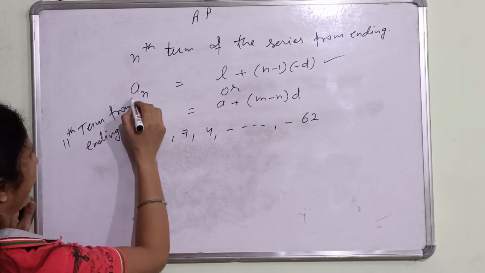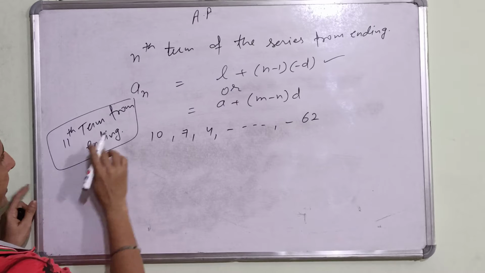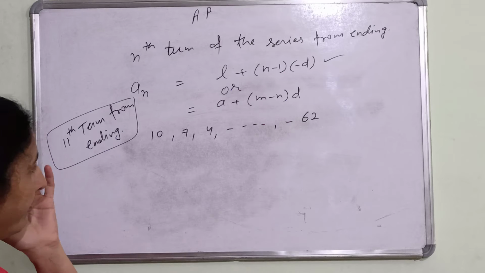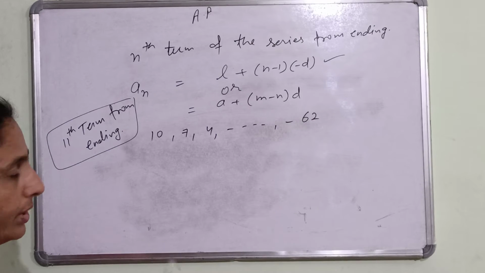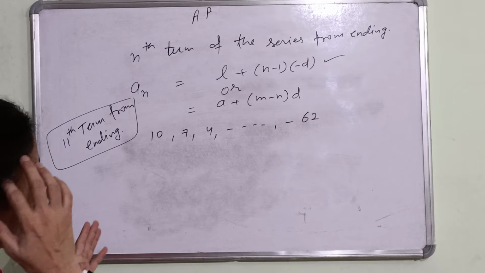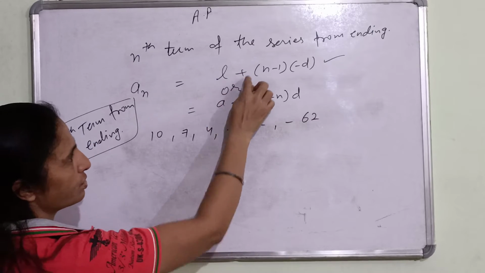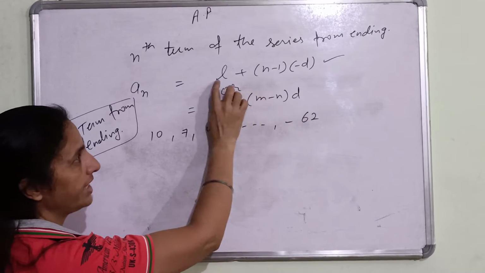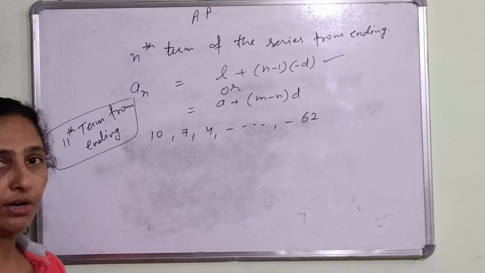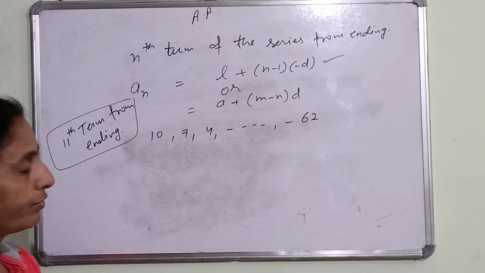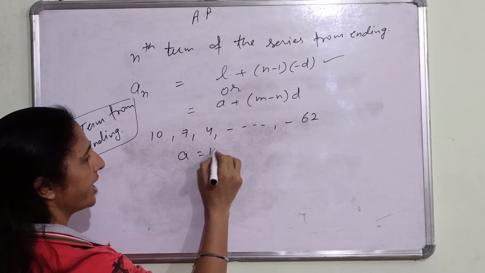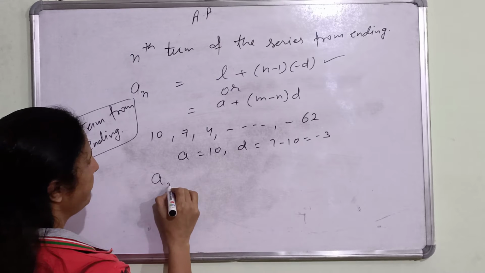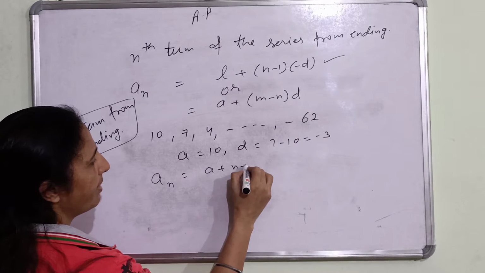So both things we can find: the 11th term from ending, as well as the 11th term from the beginning. For the beginning, as you know, you can use the nth term general formula, a plus n minus 1 d. I already told you these two formulas. Now, L means last term. We have L, but we don't have n, the number of terms. So by using the general term, a is 10 and d is 7 minus 10, which is minus 3. So an is equal to a plus n minus 1 d.